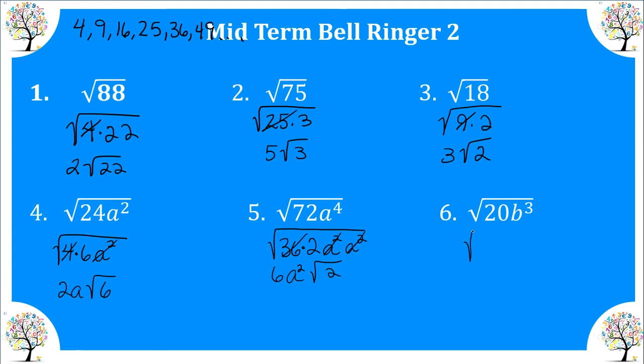Number 6. 4 times 5 gives us 20. We can break down b to the 3rd into b squared times b. I'm going to take the square root of 4, which is 2. The square root of b squared is b. Radical 5b.